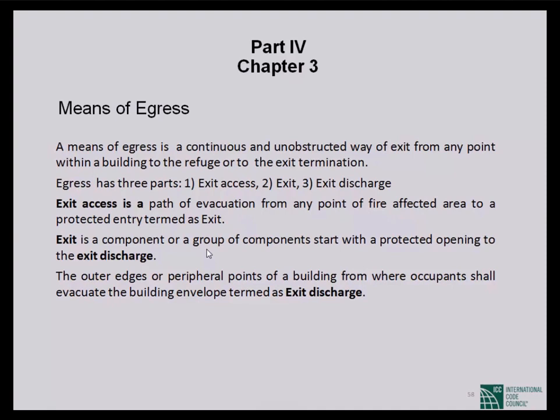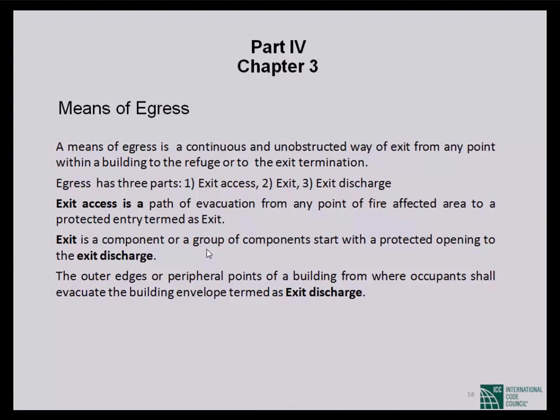So egress means the path of any person in the building from anywhere to the outside of the building, on the road or in the courtyard, the safe yard. That total length is the means of egress. The total means of egress we divide into three parts: exit access, exit, and exit discharge. This is a highly important requirement for fire safety.